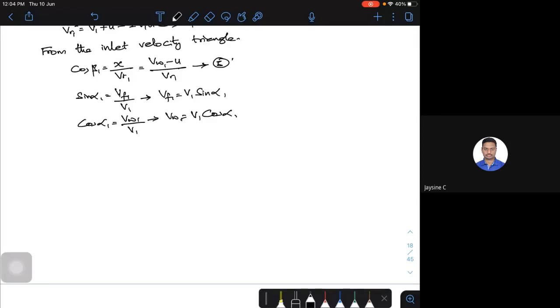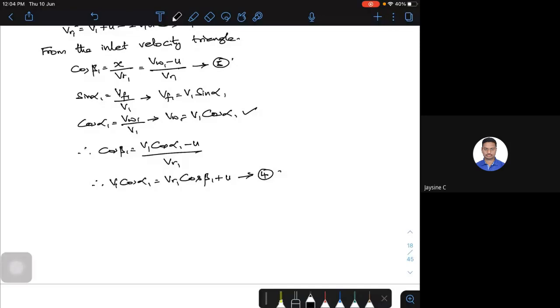If I substitute for this in equation 3, what will happen to cos beta 1? Cos beta 1 is equal to V1 cos alpha 1 minus U divided by VR1. Or I can write V1 cos alpha 1 is equal to VR1 cos beta 1 plus U. I am calling this equation number 4.